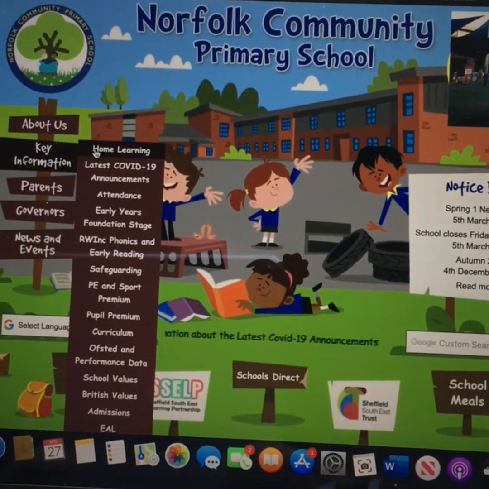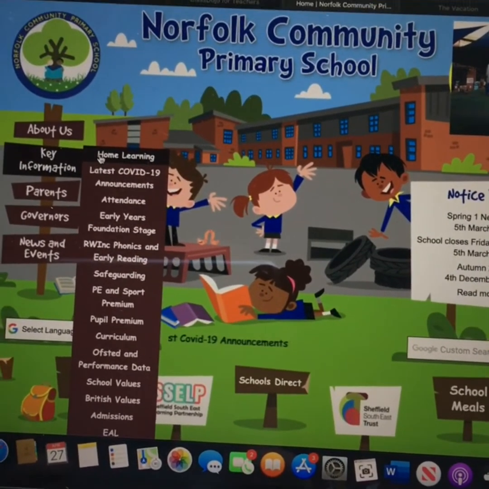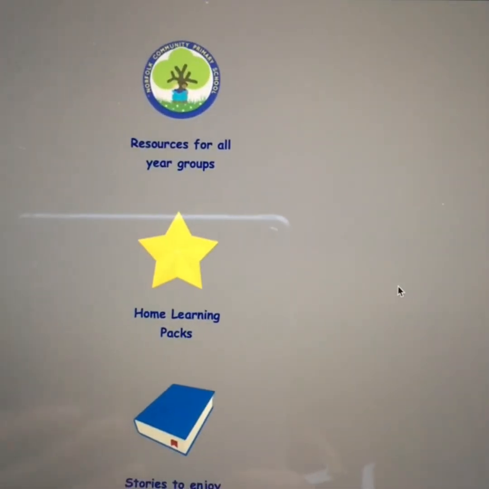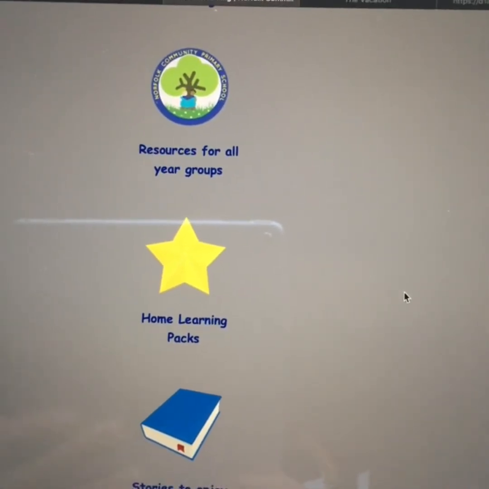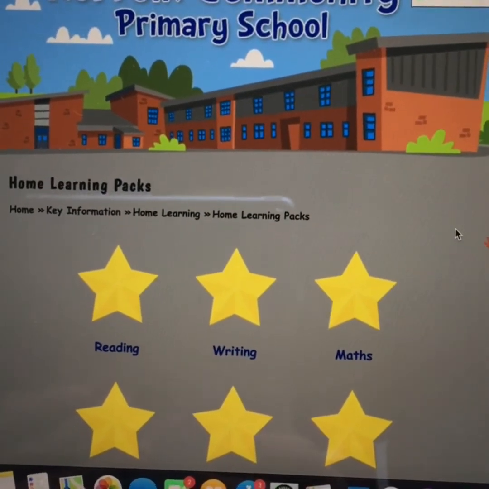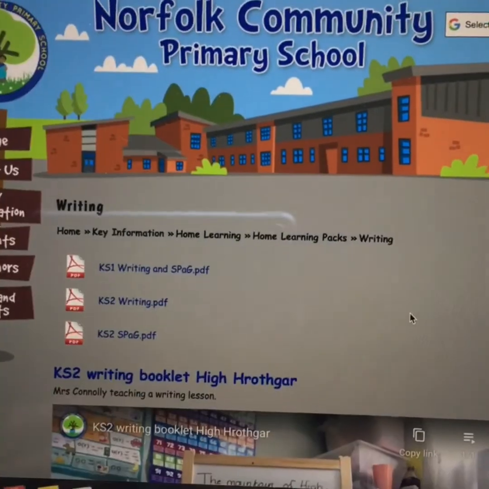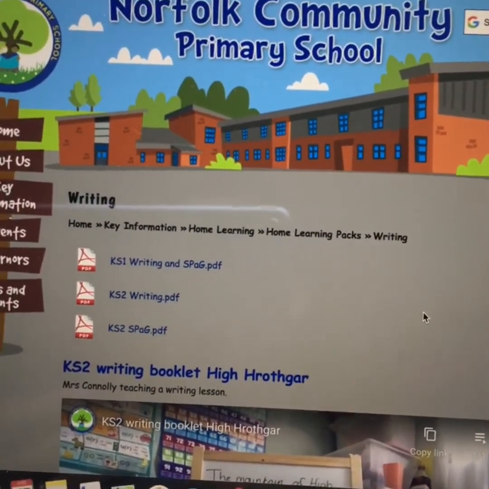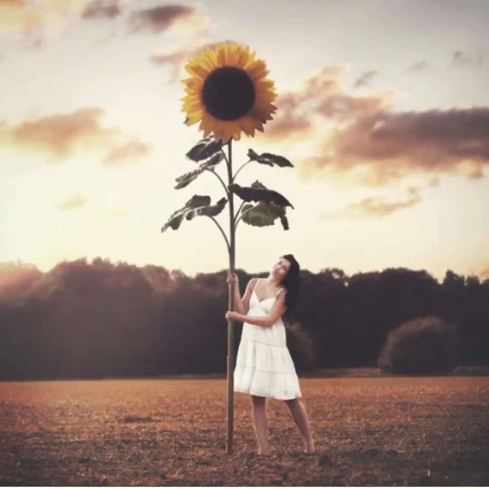So we're going to have a look at one of the writing activities that is inside your writing pack. So if you head over to the school website, choose Key Information and Home Learning. Within that section you can choose Home Learning Packs, and the activity we're looking at today comes in the writing pack. This is a task aimed at Key Stage 2. So have a look at this picture.